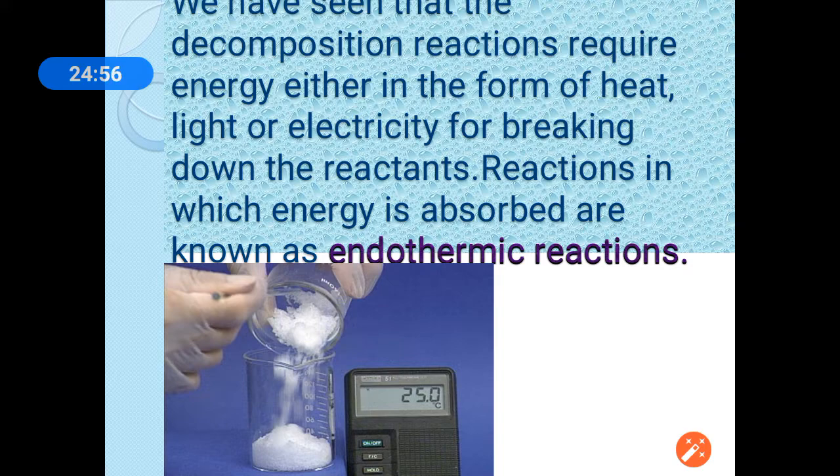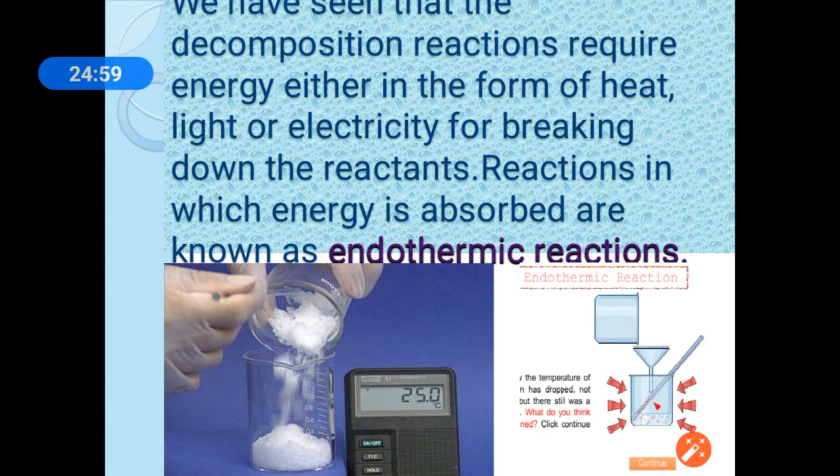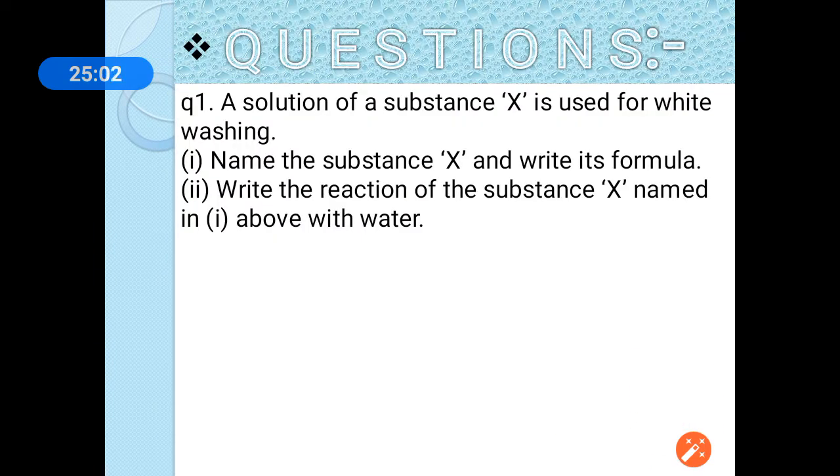Clear about this thing? Now, on the basis of that, let me discuss the in-text questions given in your NCERT book. A solution of the substance X is used for whitewashing. Name the substance X and write its formula. So a solution of substance X is used for whitewashing. Immediately whitewashing should come to your mind. For whitewashing we will use calcium carbonate, chuna, right? That is known as calcium carbonate.